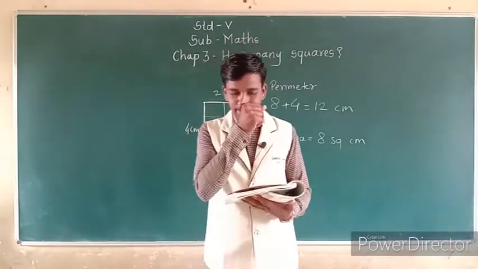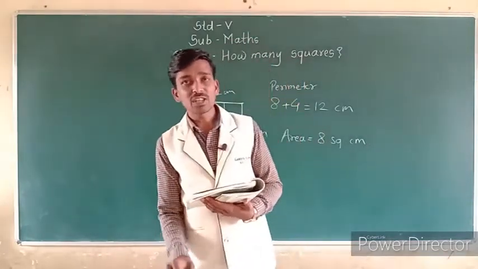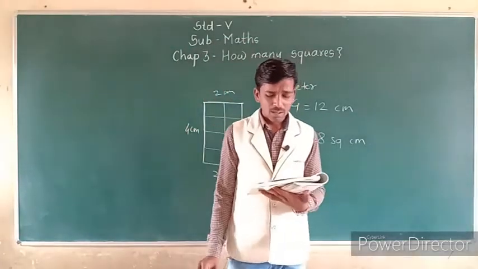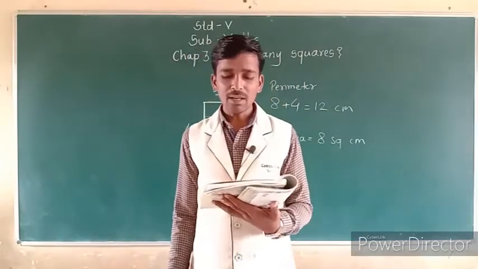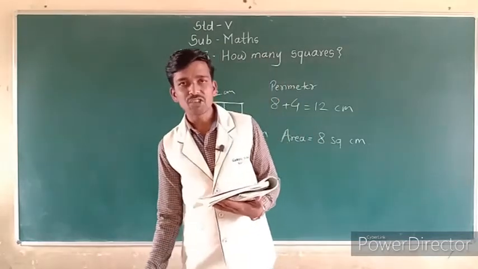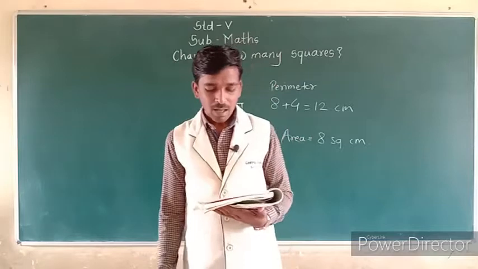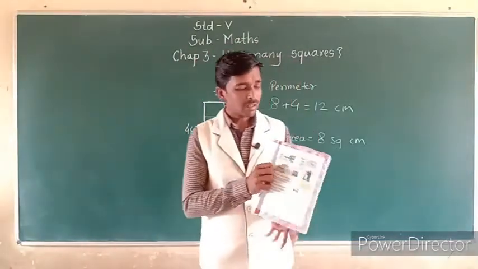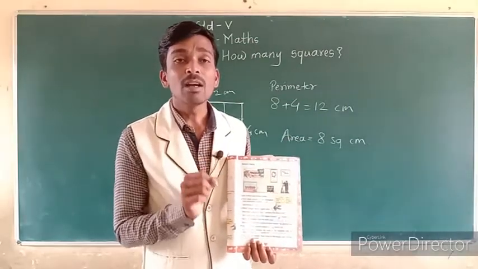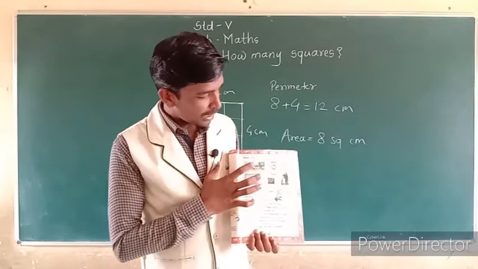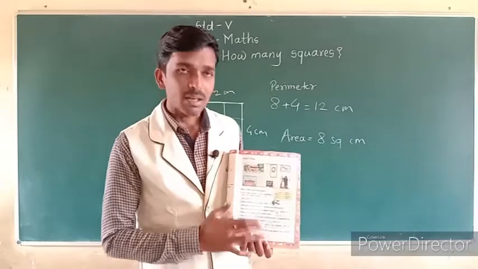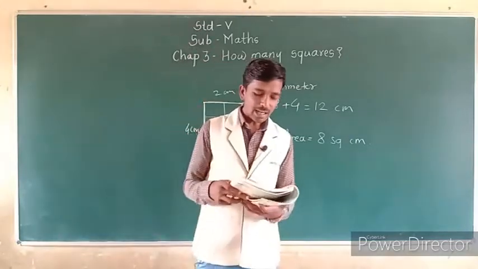Next page. Page number 35. See this carefully. Here they give the stamps. Here they give us 6 stamps and they are named A, B, C, D, E, F. And by using this, here they use guide lines. They draw small squares. These are called guide lines. By using this, we have to find the perimeter and also the area, and we have to write the answer for this. Here they ask some questions.